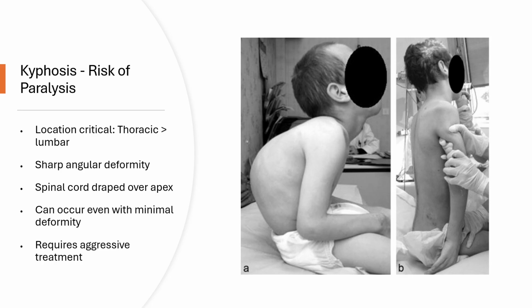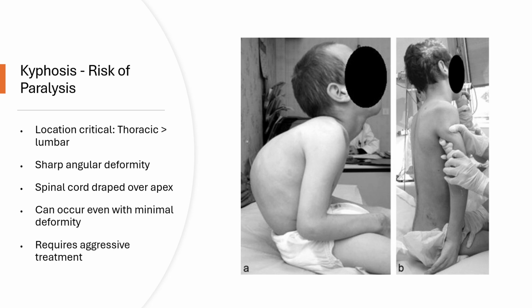The location of the kyphosis proves critical in determining paralysis risk, with thoracic deformities creating much higher danger than lumbar curves. This difference occurs because the thoracic spinal cord contains vital pathways for motor and sensory function to the lower extremities, while the lumbar region contains nerve roots that can better tolerate stretching and compression. Additionally, the thoracic spinal cord sits within a narrower canal with less room for accommodation when deformity develops. The sharp angular nature of congenital kyphosis creates the most dangerous scenario because gradual curves allow the nervous system to adapt, while sudden angulation creates immediate mechanical stress.